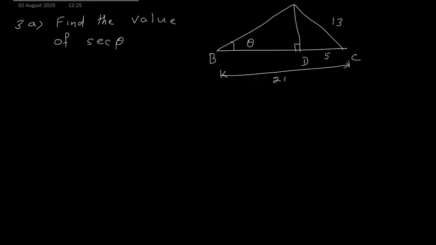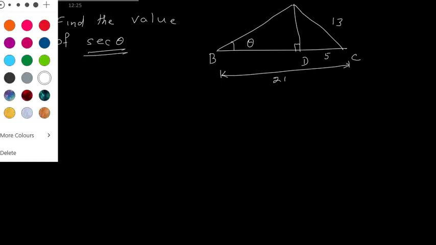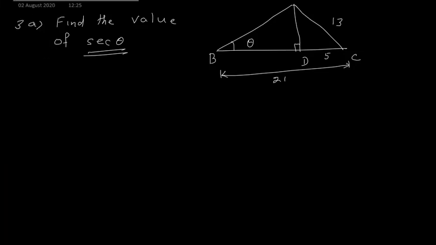Now let us move to this third question. In this problem, we have to find the value of sec theta. Only sec theta we have to find. This point is BC, so this will be A, your coordinate A. Now for sec theta, we should know the value of sec. It is the reciprocal of cos, so I should know the hypotenuse as well as the adjacent value.